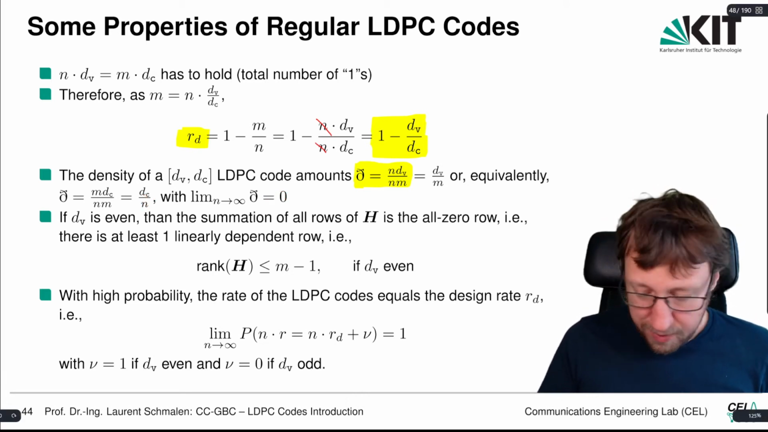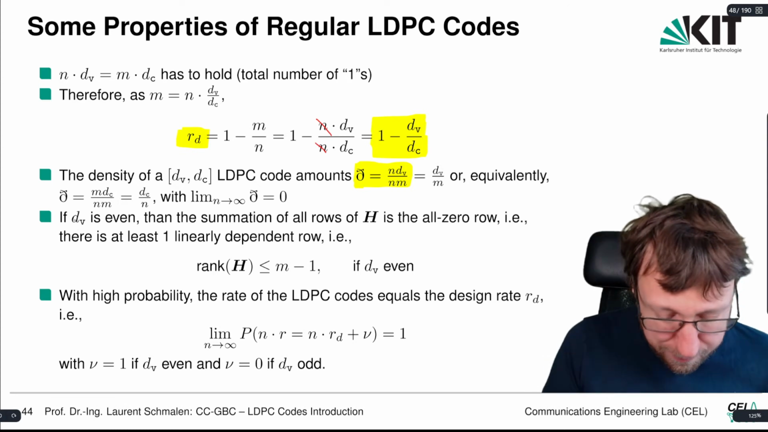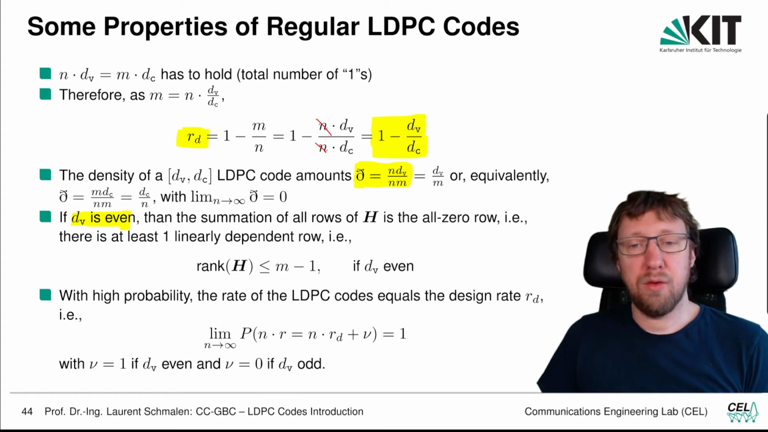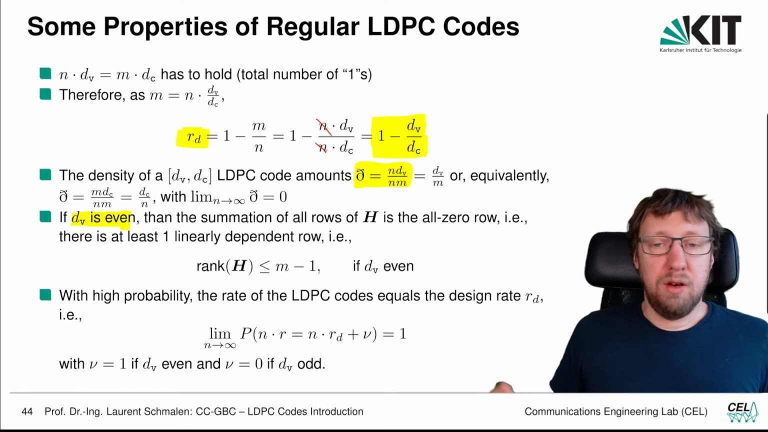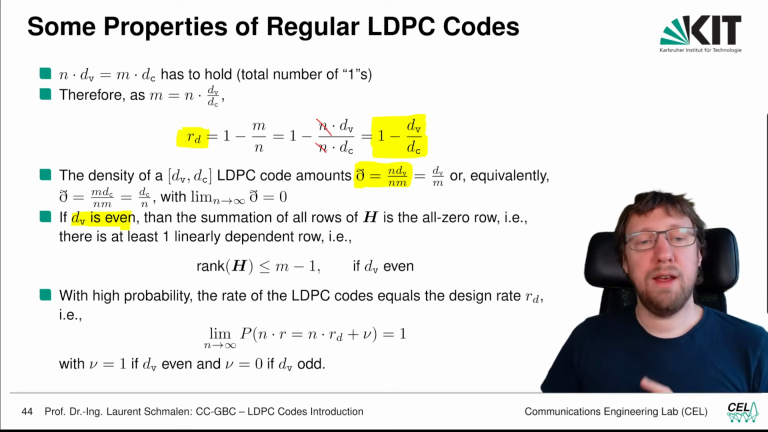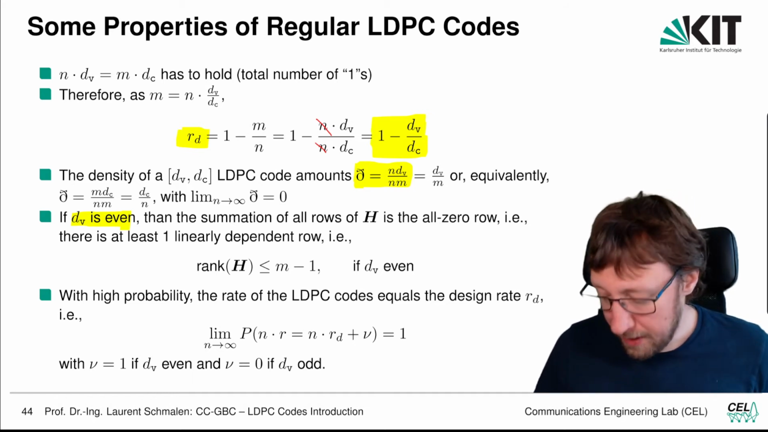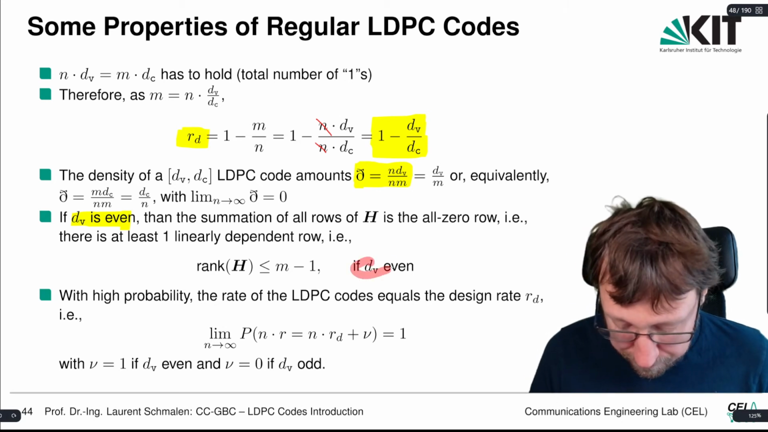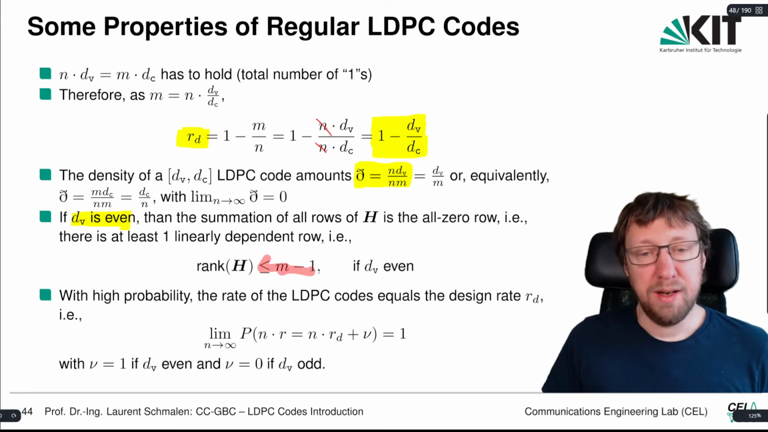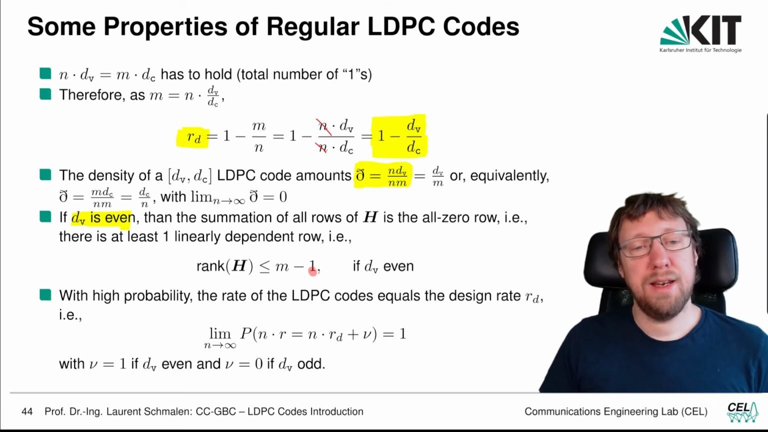Now, if the variable degree dv is even, then when we sum up all the rows of H, we have an all 0 row. So just summing up all of H means we have all 0. So there is at least one linearly dependent row. So we can say that if dv is even, then the rank of H is upper bounded by m minus 1. We have at least one linearly dependent row in this case.